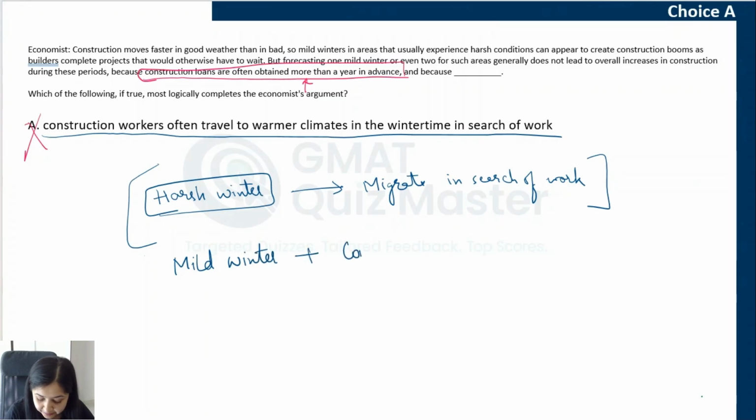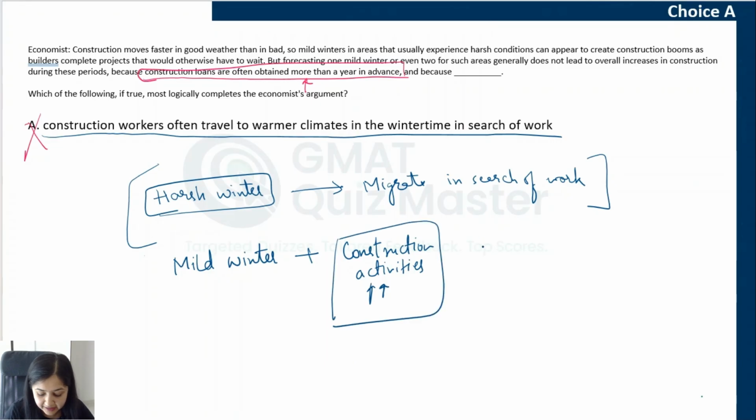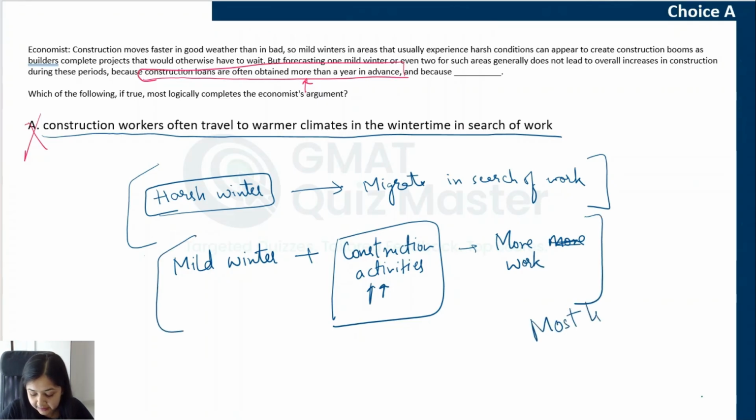plus the construction activities are expected to increase, which means that it can be expected that there will be more work. So in this scenario, will the workers migrate? Most likely no. We cannot be sure, but most likely they will not go to warmer areas because they will get enough work here. They may not migrate, and that is why this choice does not provide a reason why such forecasts do not help, and that is why this choice is incorrect.